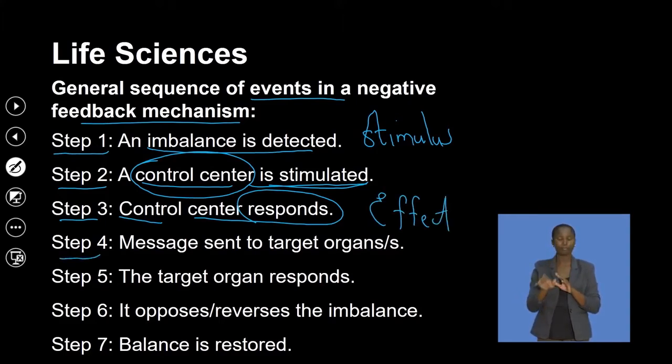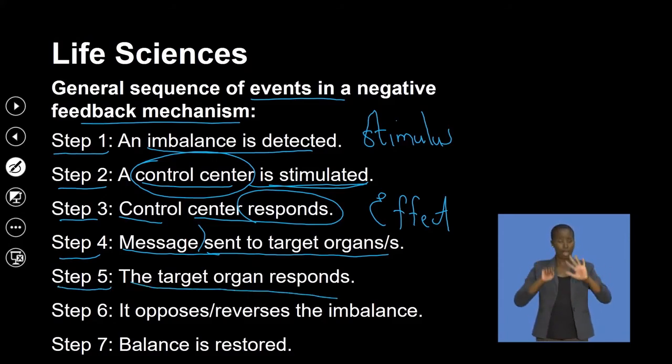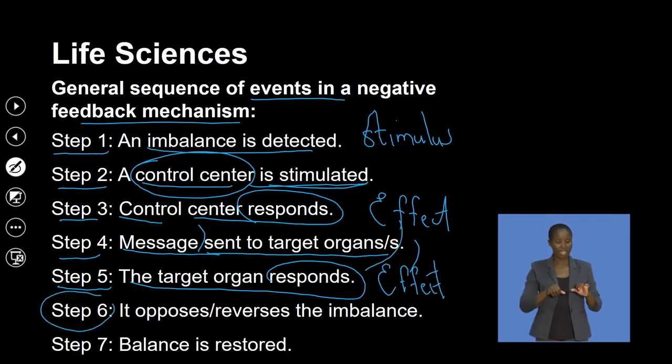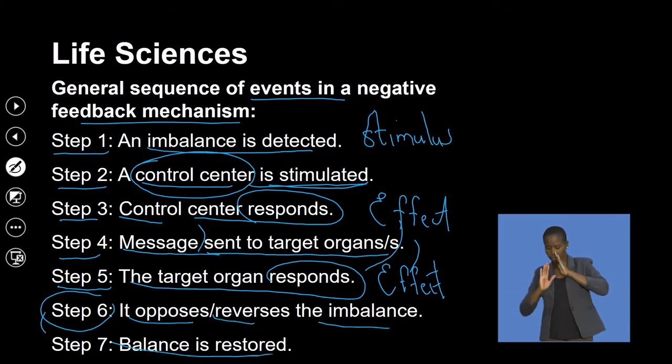The fourth step is that the message is sent to the target organ in the form of either a nerve impulse or an endocrine hormone. Step 5 would be that the target organ responds to that change. So we say that that's the effect that's going to happen. The response will happen from the effect. And then step 6 is it opposes or reverses the imbalance. The last step would be the balance is then restored.